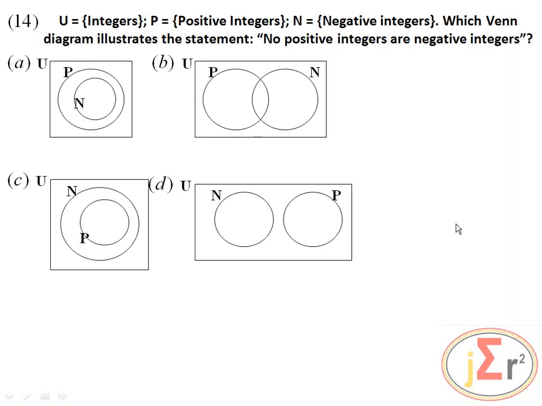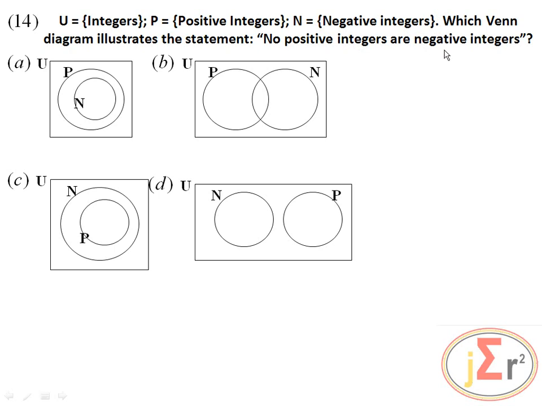U, that is the universal set, is the set of integers. P, the set of positive integers. N, the set of negative integers. When we have these words enclosed in these brackets that we have here, this kind of brackets we call braces. When we have that, it means the set of. So N is the set of negative integers.